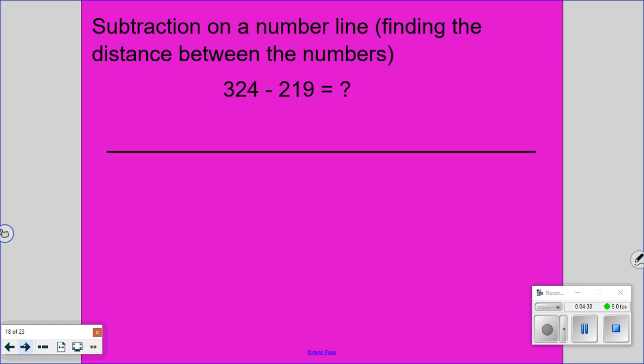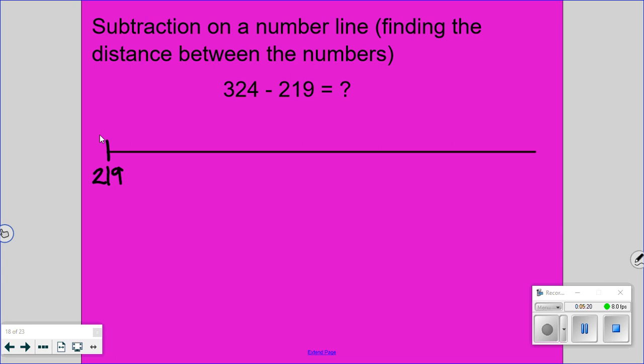1, 2, 3, 4, 5, 6. Which one would I get to first, Marley? 219. Yeah, I would get to 219 first, because 219 is smaller, it's less than 324. That's going to be my first number, 219. I got the bigger number. Are there numbers before 219? Yes, we're just zooming in on this section of the number line. There are numbers ahead of 219. We're trying to figure out the distance, Paxton, between 219 and 324.